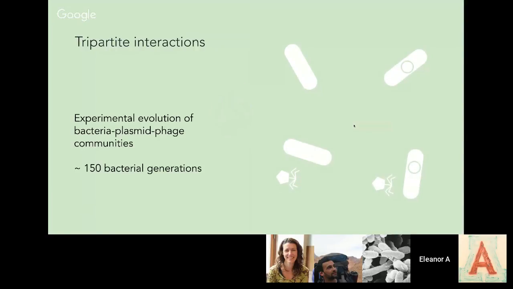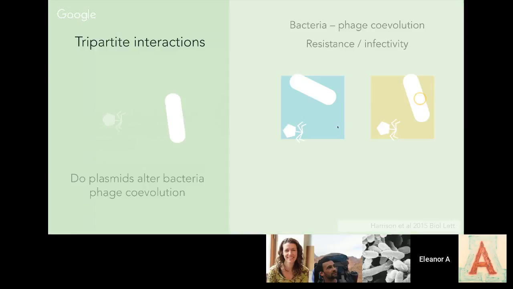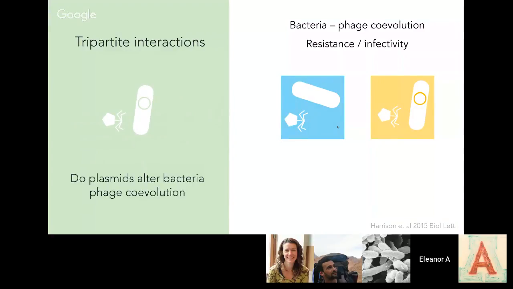So to do this, I set up experimentally evolving communities. So I have my plasmid-containing treatments, plasmid-free treatments, and phage-free and phage-containing treatments in a sort of factorial design. And I evolved these very simple communities for about 150 bacterial generations. So we have two interactions here, and so there are two perspectives, ways of looking at these relationships. I'm going to start with the phage's eye view. So how does the presence of the plasmid impact this bacteria-phage coevolution that I described?